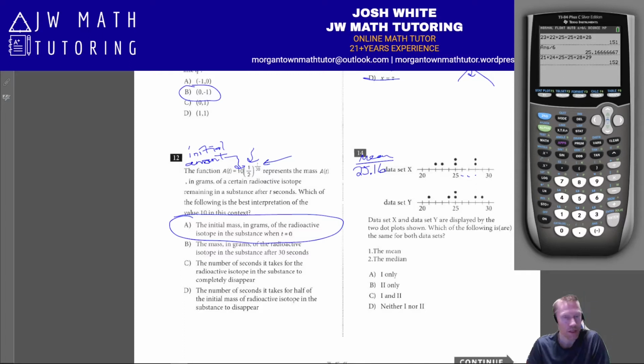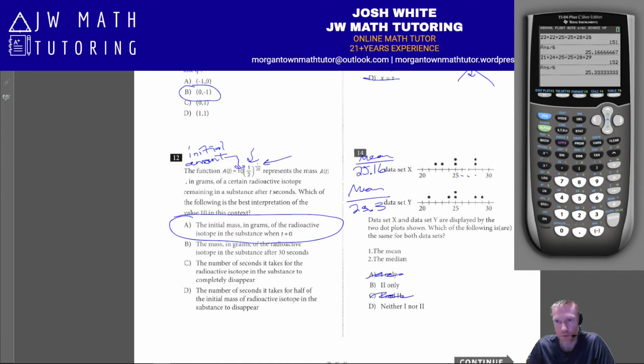Now notice, technically the sum of all the values in Y does not equal the sum of all the values in X. The first one was 151, this one's 152. Therefore, I know that the mean is not the same for each of them. So I technically don't need to continue with the calculation, but if you didn't recognize that, that's fine. We can just go ahead and divide it by 6, and you'll see that the numbers are different. It's 25.3. Okay, so the means are not the same, so therefore we can get rid of anything that has 1 in it. So now it's either the medians are the same or nothing's the same.